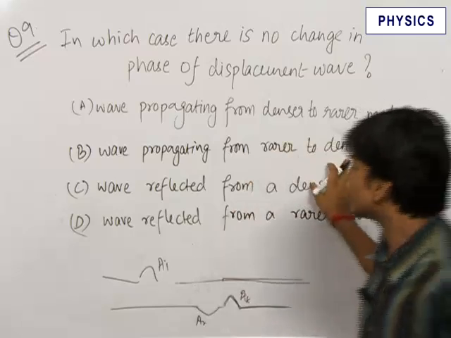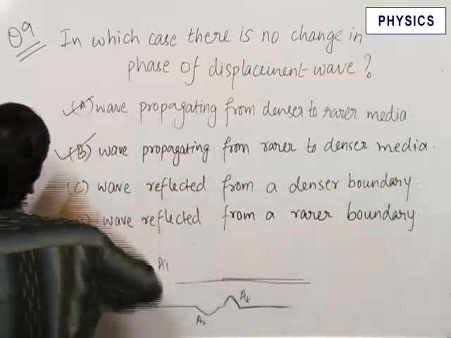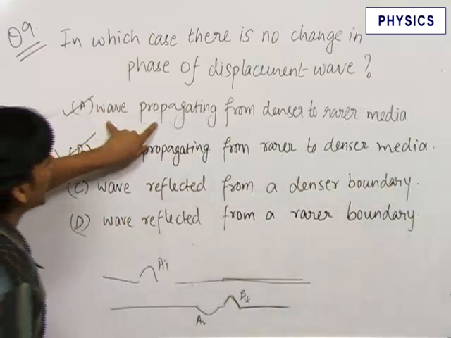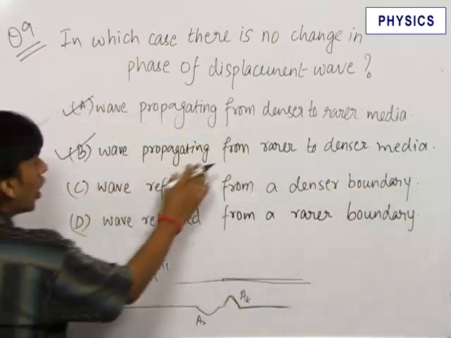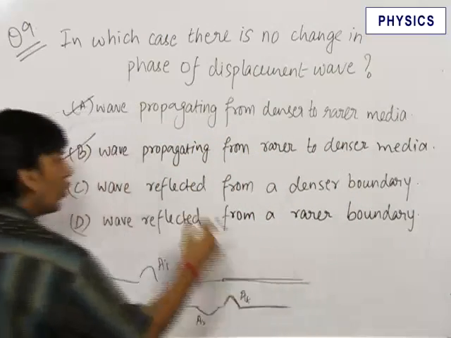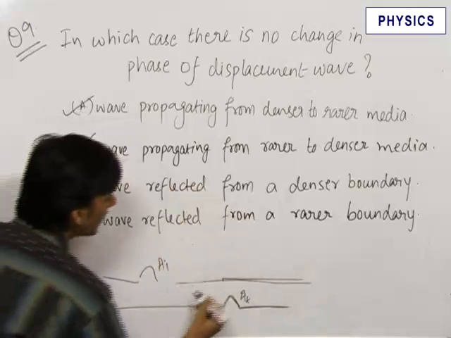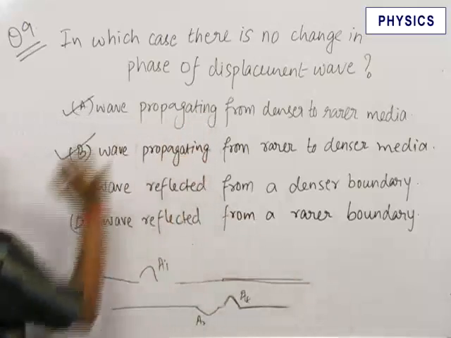So that clearly gives us the answer for A and B part. That is a wave propagating from denser to rarer media or from rarer to denser media. Whatever be the media, whenever the wave is transmitted, then there is no phase change.